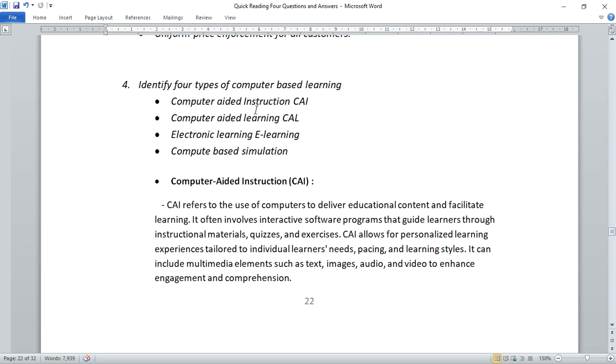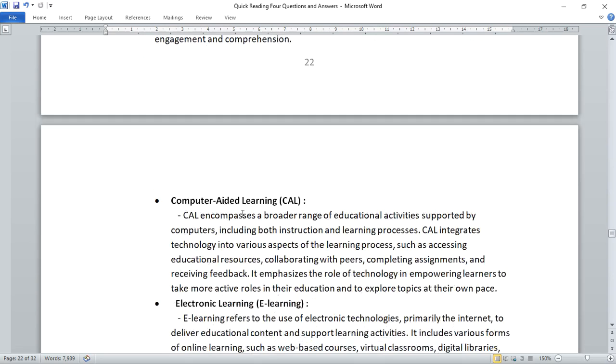What is computer-aided instruction? This refers to the use of computers to deliver educational content and facilitate learning. You can get a situation whereby you have software with quizzes and exercises. So you don't really need a teacher. Here, you just go to a computer, log in, you are posted quizzes and exercises, and then the machine times you and marks for you. That is computer-aided instruction.